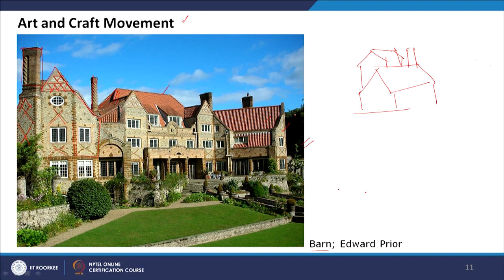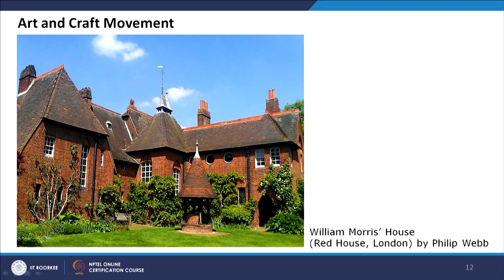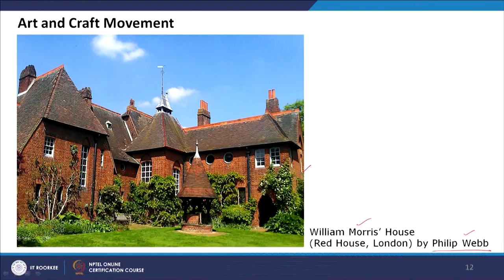We will see another work. This is William Morris's own house, which was designed by Philip Webb. He is an architect and a furniture designer who designed William Morris's house. And we will also see some interiors, where William Morris collaborated with Philip Webb. So here also we see the same pitched roof, which came from the traditional built form.